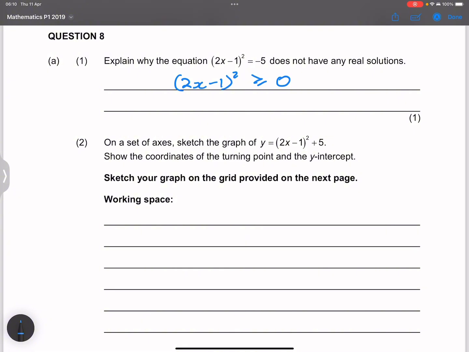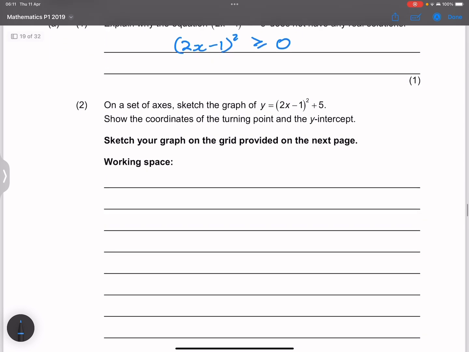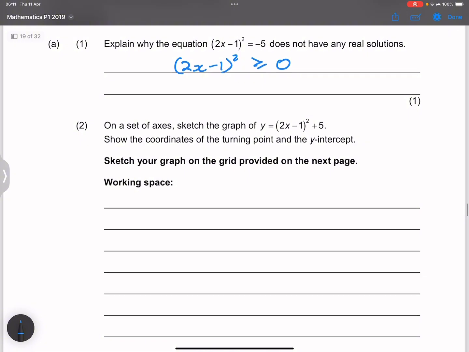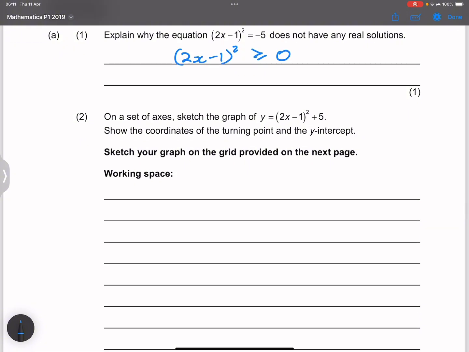So on to number 2, they say to us, on a set of x's, sketch the graph y is equal to (2x minus 1) all squared plus 5. I'm sure you can see why they were asking us that. So we already know that we won't have any x-intercepts, right? Now I know that many people would make the mistake to think that those are the coordinates of the turning point, right? Remember, in that case, it would have been the case if we had only x inside the bracket.